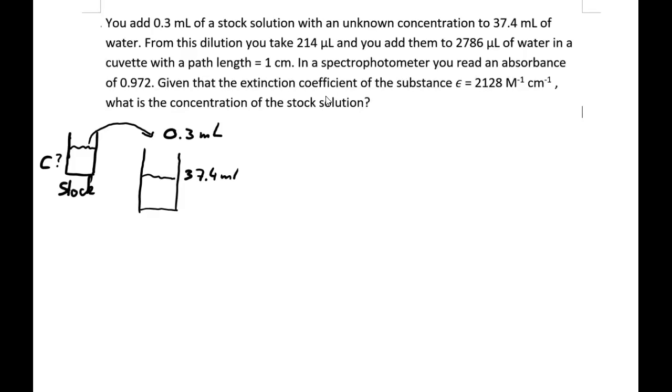And we add this to 37.4 milliliter of water. And we then have really this 0.3 milliliter plus these 37.4 milliliter, and I draw it like that. So we have a total volume of, when we put that together, 37.7 milliliter. That is just simply this 0.3 plus 37.4 milliliter.